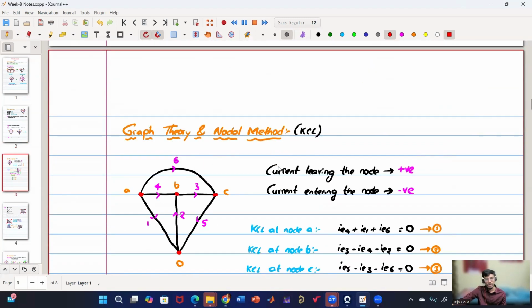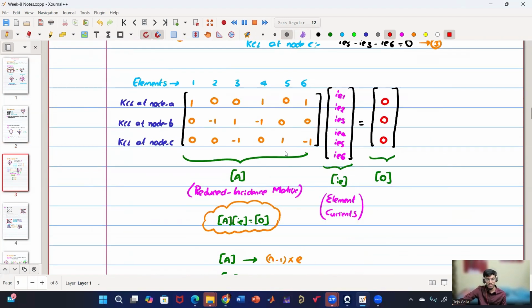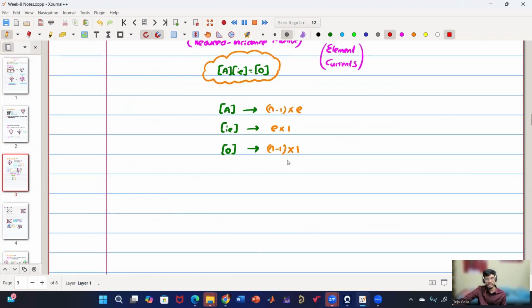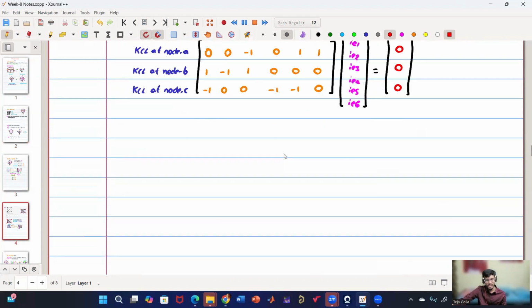And then we moved on to graph theory and the nodal method, where we apply KCL at each and every node to get the A matrix, which is also called the reduced incidence matrix. Then we discussed one problem where we calculated the A matrix.